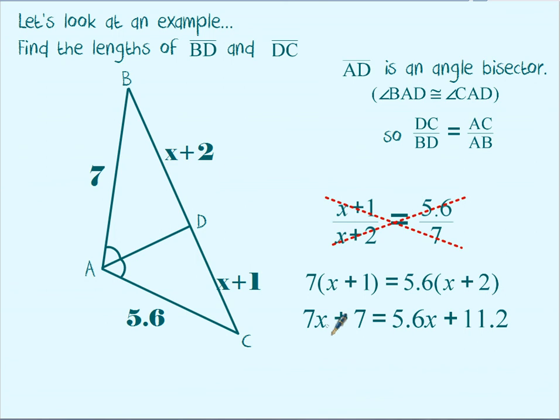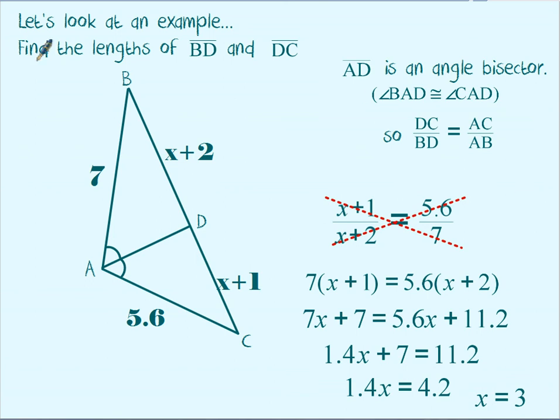When I solve an equation with variables on both sides, I need to subtract one of those variables from both sides. So I'm going to subtract both sides by 5.6x. If I subtract 5.6x from 7x, I get 1.4x. And then, of course, I still have the plus 7 and the 11.2. Then I'm going to subtract 7 from both sides, and I get 1.4x equals 4.2. And finally, I'm going to divide by 1.4, and I find that x equals 3.